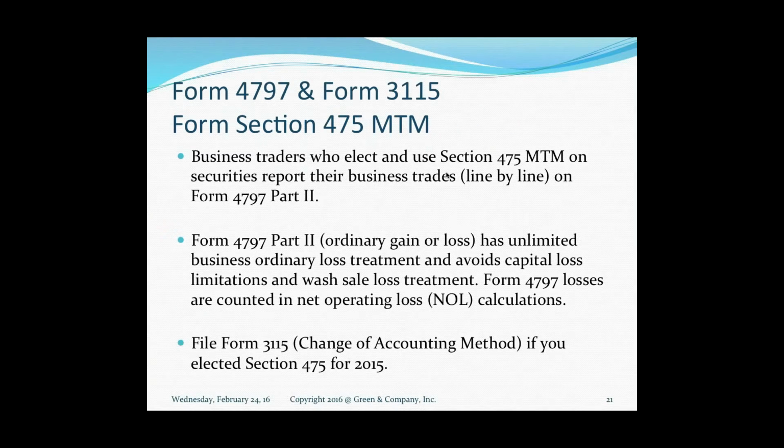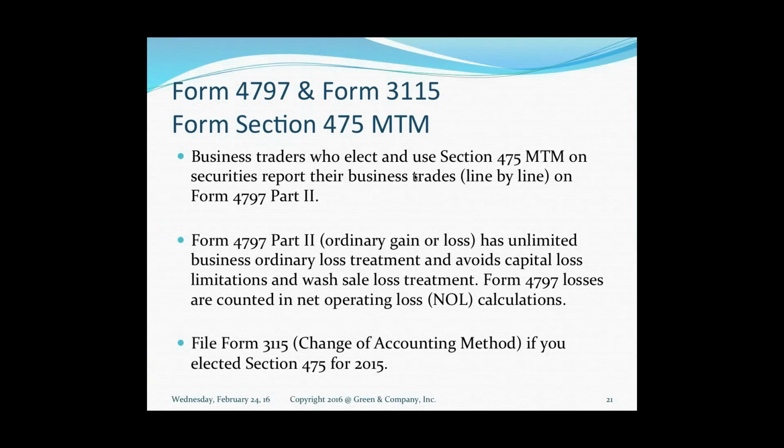Now, what about Form 4797 and Form 3115? Those come into play for Section 475, mark-to-market accounting. Business traders who elect and use Section 475 MTM on securities report their business trades line by line on Form 4797 Part 2. Form 4797 Part 2 is ordinary gain or loss. There's unlimited business ordinary loss treatment. Now, ordinary income is taxed the same as short-term capital gains. But ordinary losses are so much better than capital loss limitations.